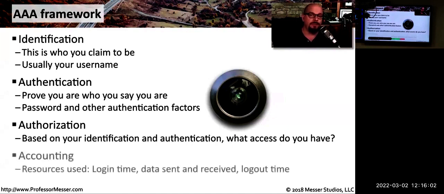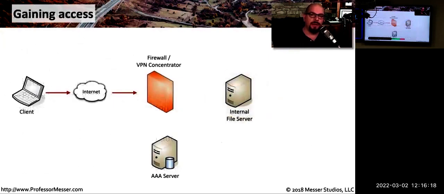And with the last A of accounting, we're tracking all of this information. We know when you logged in, we know what data was sent back and forth, we may be tracking the different resources that you're gaining access to, and we're determining when the logout time might be. Here's how this AAA framework operates for someone who might be authenticating to a VPN concentrator. From your client workstation, you would communicate across the network and log in to that concentrator.